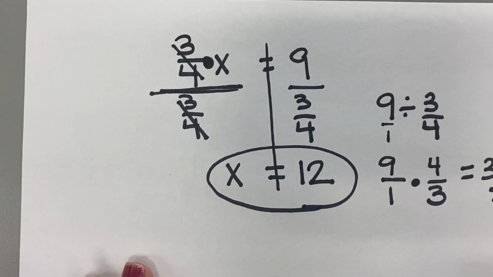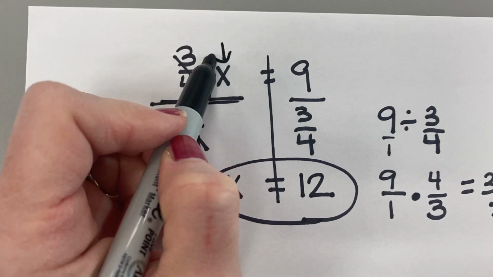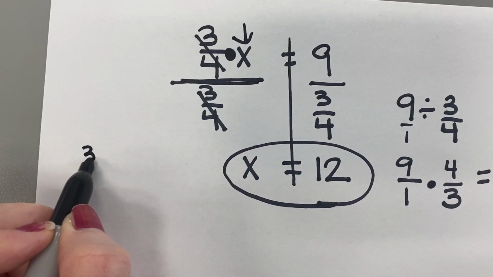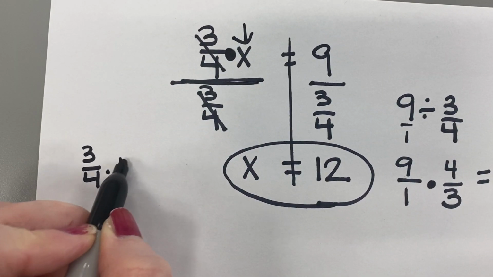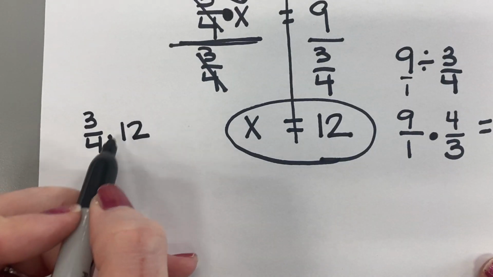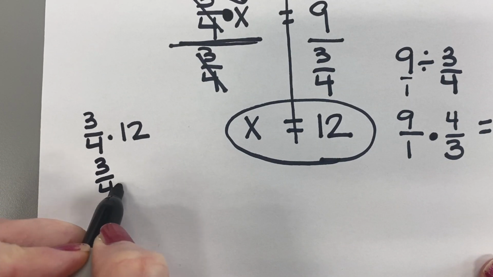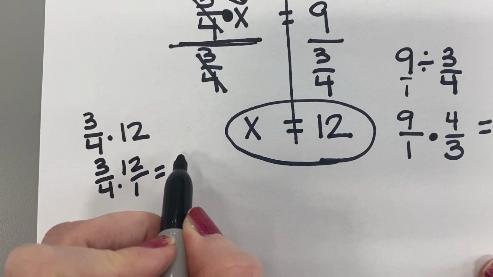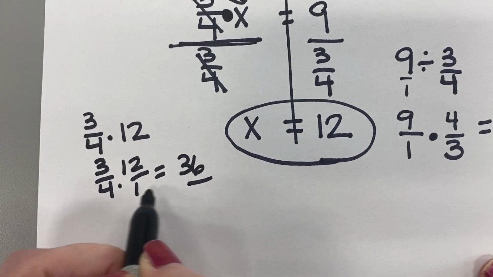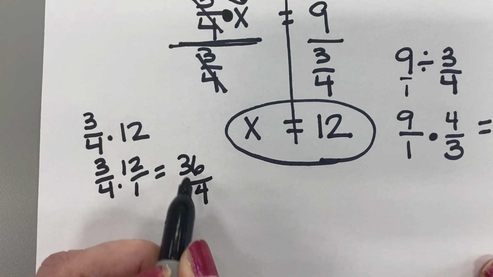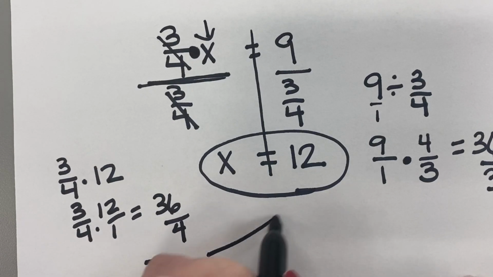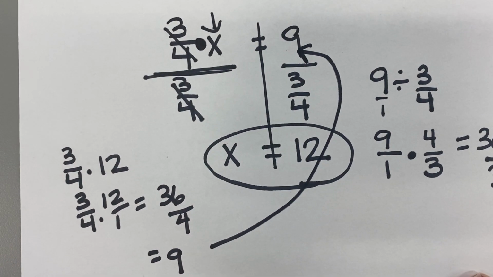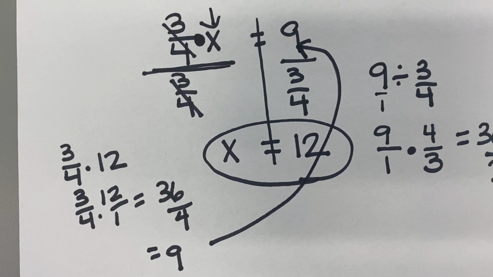And if you wanted to check it, if you put a 12 right there, 3 over 4 times 12. Well, let's see what that is. That's 3 over 4 times 12 over 1, which is 3 times 12. That's 36. 4 times 1 is 4. And 36 divided by 4 is 9, which is what that was over on that other side. So I figured that might be a good idea to show you that just in case that happens to you.